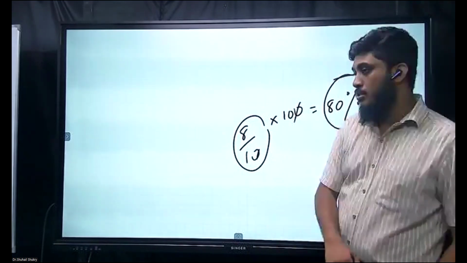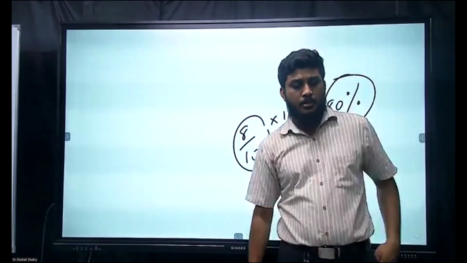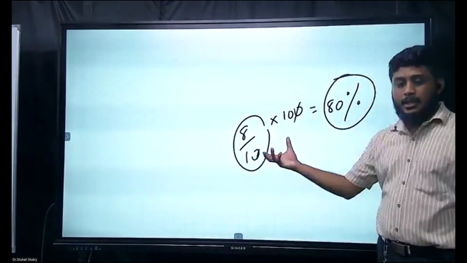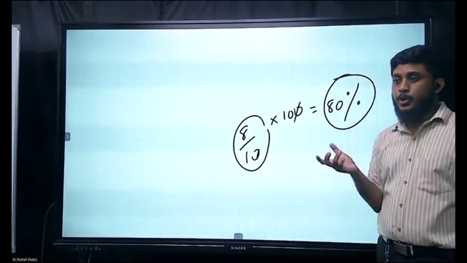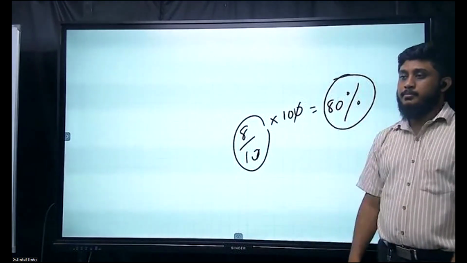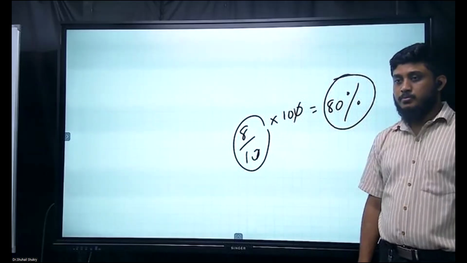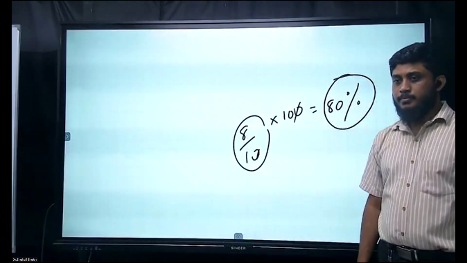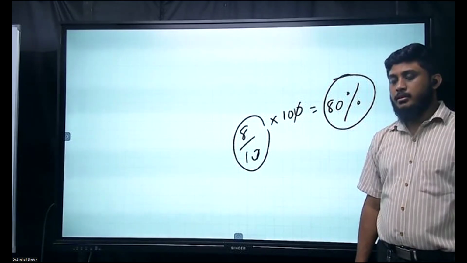This is your marks. So what does it mean? If we break this into 100 parts, you have got only 80 parts out of that. That's the meaning of that.